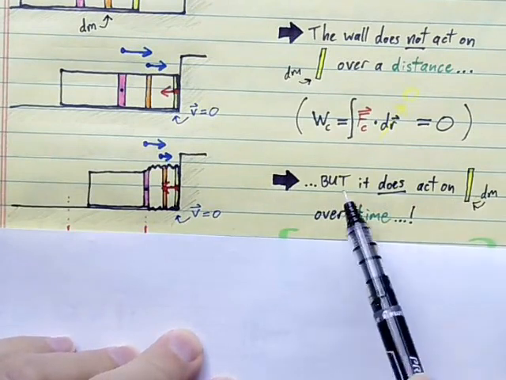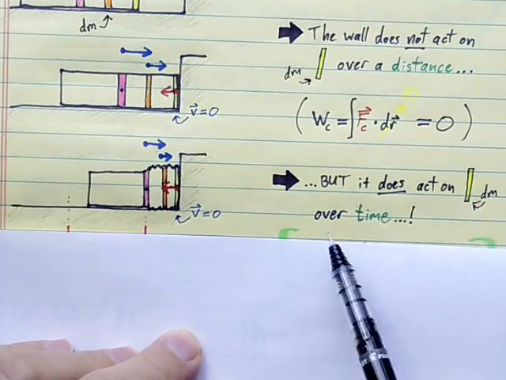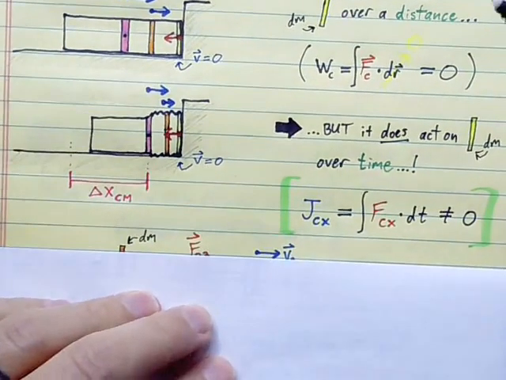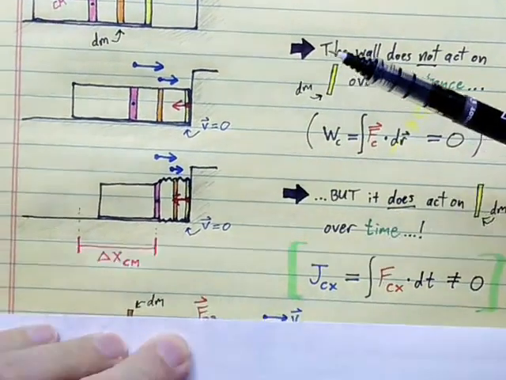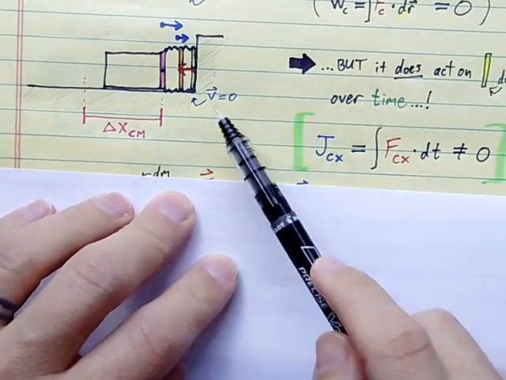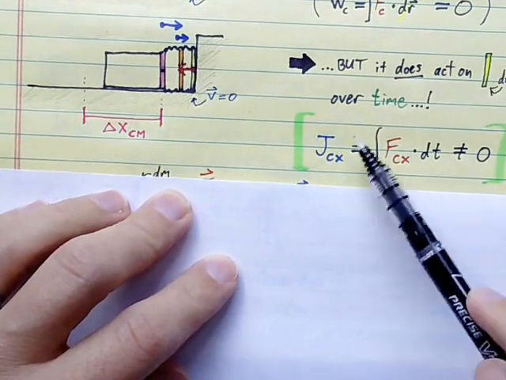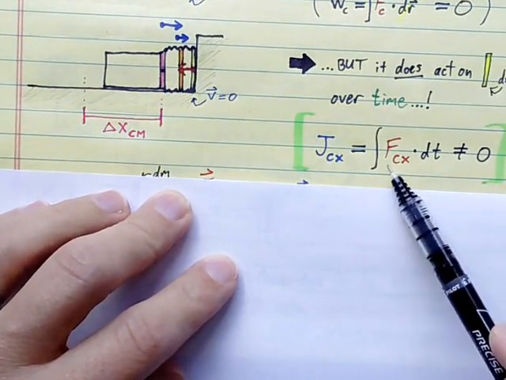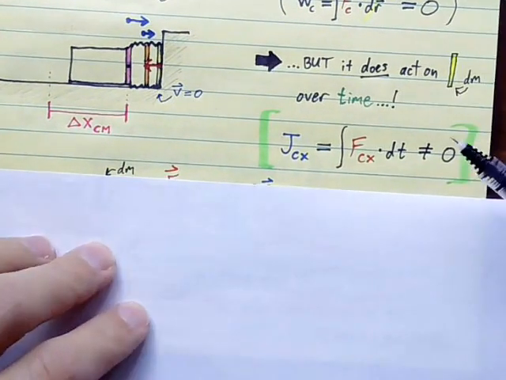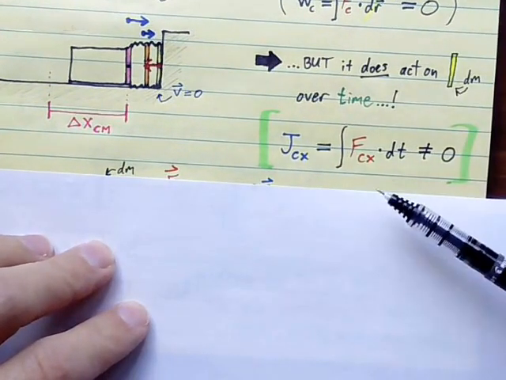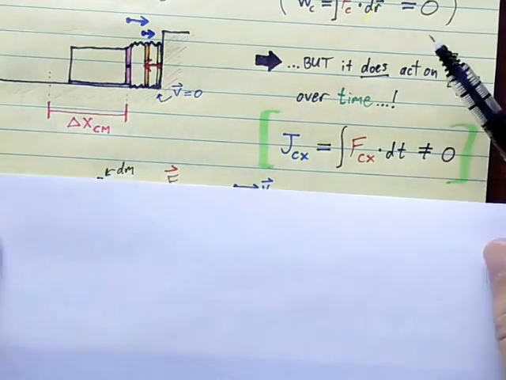But the contact force does act on that little yellow bit of mass, that little dm, over time. Since time passes from this moment to this moment, the impulse imparted to that yellow dm by the wall is a non-zero result of this integral here. So that contact force acting over time, this is non-zero. So I'm going to sort of put this idea to the side for the moment. It's a key realization that we're going to come back to later, but for the moment this is an aside.